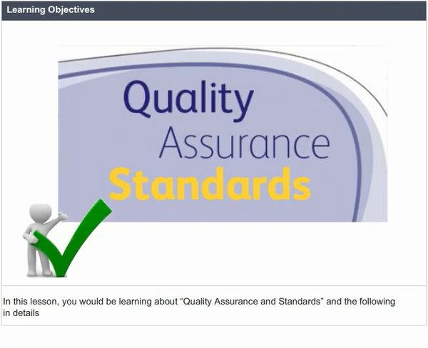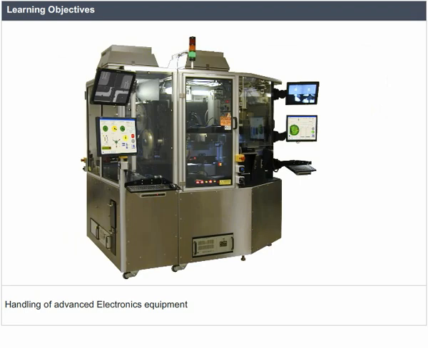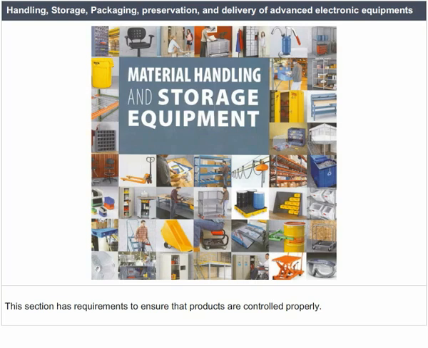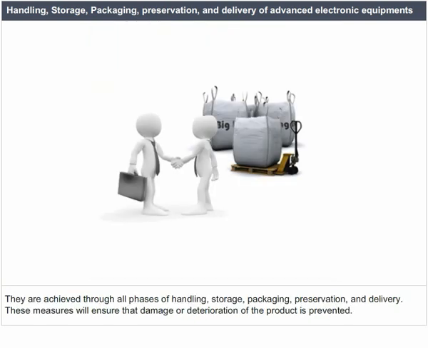Learning objectives. In this lesson, you will be learning about quality assurance and standards and the following in detail. Handling of advanced electronics equipment. Introduction. This section has requirements to ensure that products are controlled properly. They are achieved through all phases of handling, storage, packaging, preservation and delivery.